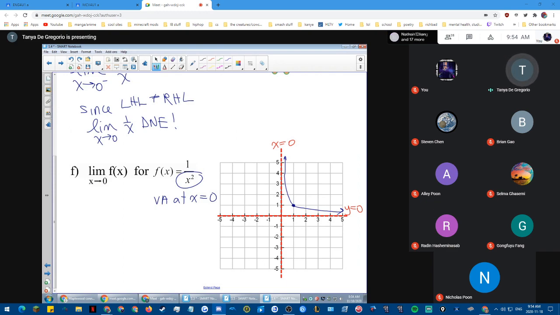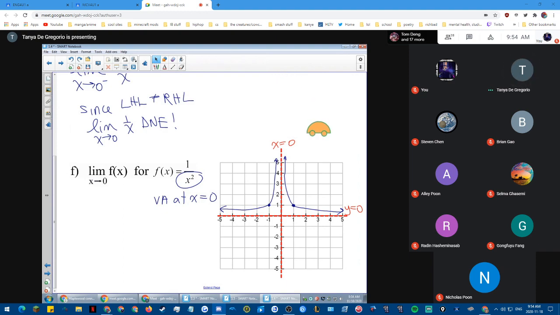Okay, so now I'm going to sub in -1. So if I sub in -1, what's my y value? It's +1. I've got 1 over -1 all squared. Okay. Now let's take our limits.